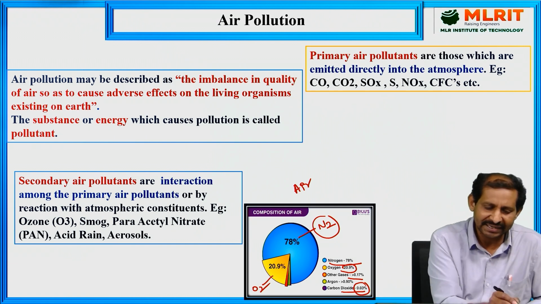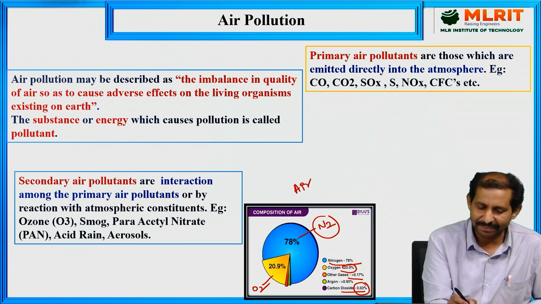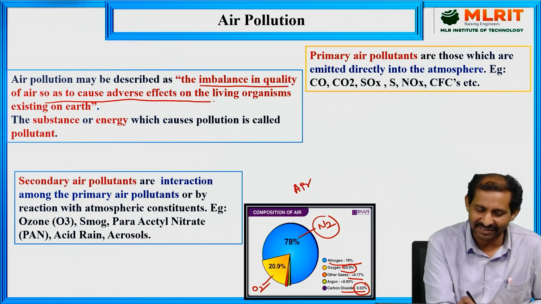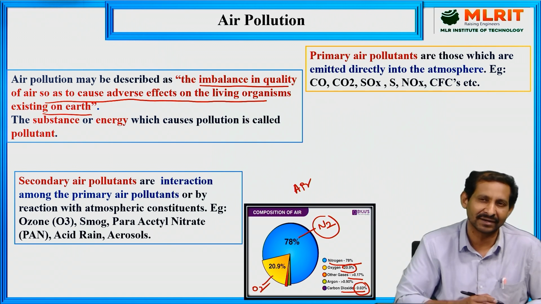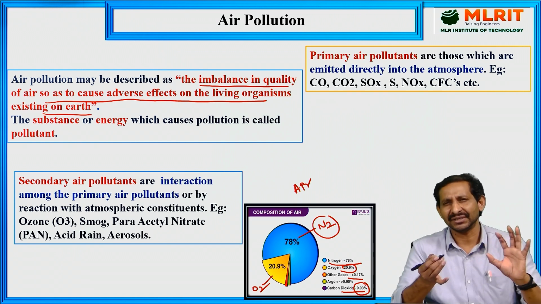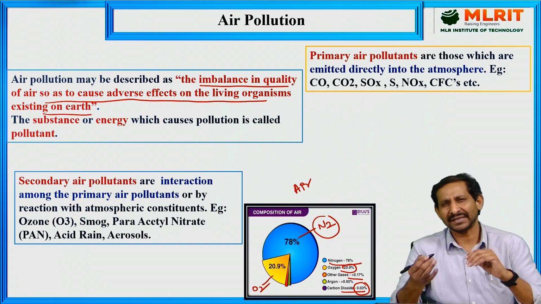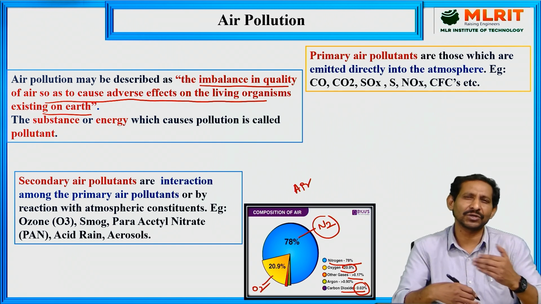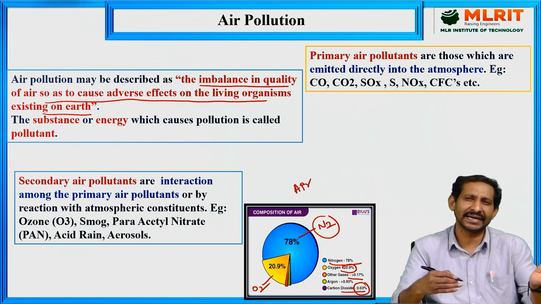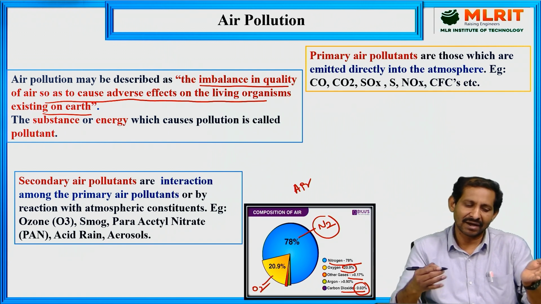Here the air pollution may be described as an imbalance in the quality of the air that causes adverse effects on living organisms existing on earth. So imbalance means the composition has changed, with a higher nitrogen percentage or a lower oxygen percentage. The composition is altered, the imbalance creates adverse effects on the living organisms existing on the earth, and that is called air pollution.